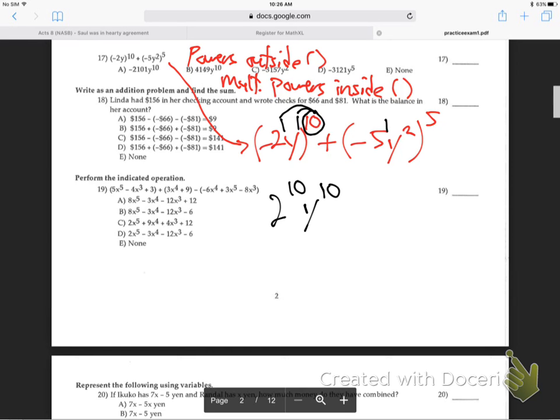Okay. Next part, plus. Now, 5 is going to go hit there, 5 to the 5th, and hit there, y to the 10th. Now, is it positive or negative on the 5? Negative. Everybody see it's negative? Because he's in the game.